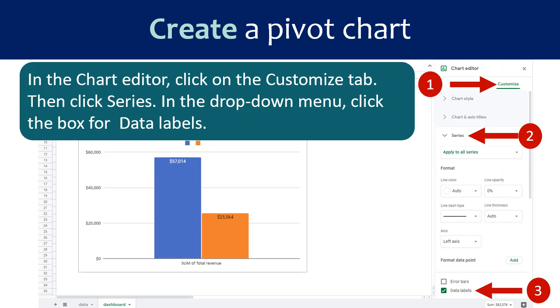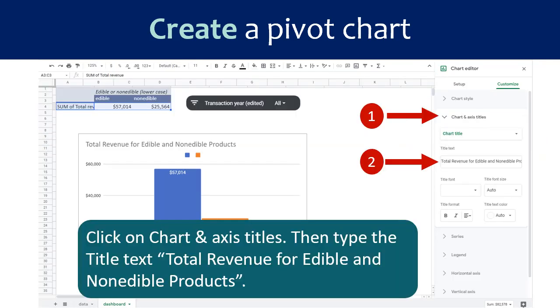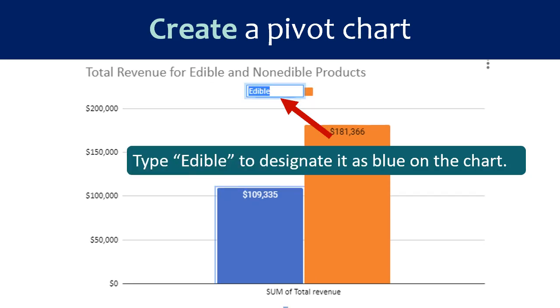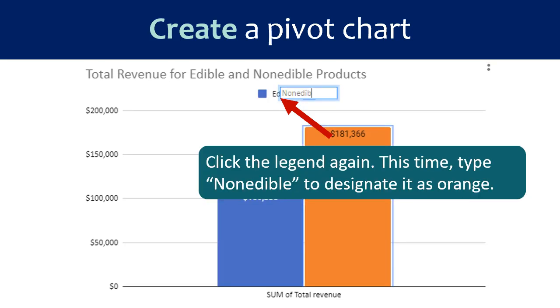In the Chart Editor, click on the Customize tab, then click Series. In the drop-down menu, click the box for data labels. Still on the Customize tab of the Chart Editor, click on Chart and Axes Title. Then type the title next to Text: Total Revenue for Editable and Non-Editable Products. Next, we will add labels to the legend. Double-click on the chart legend. Type Editable to designate it as the blue column on the chart. Click the legend again. This time type Non-Editable to designate it as the orange column on the chart.